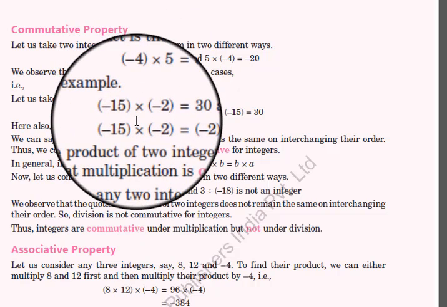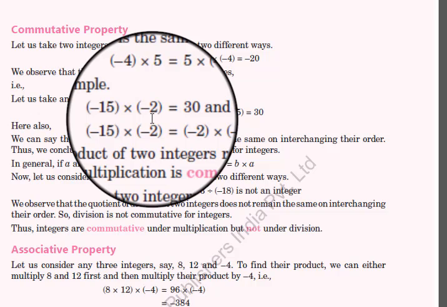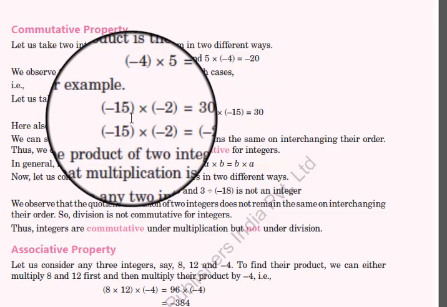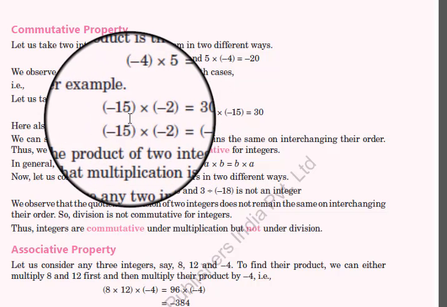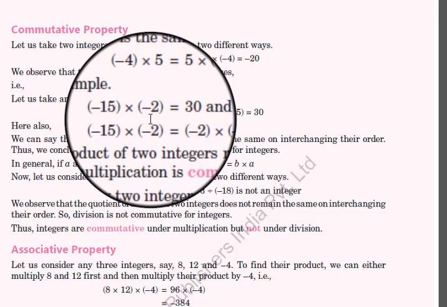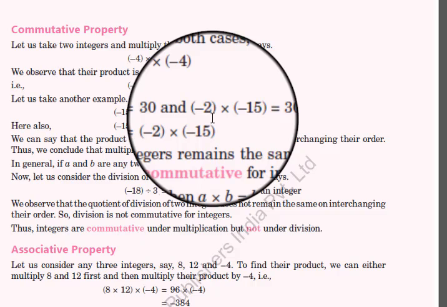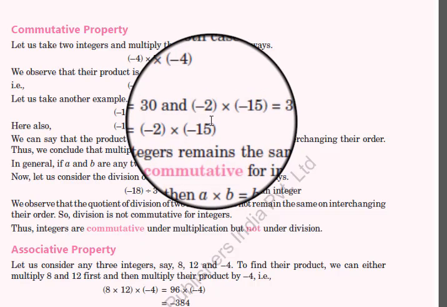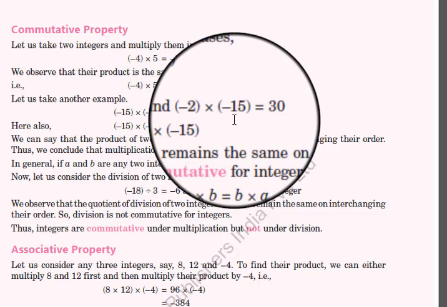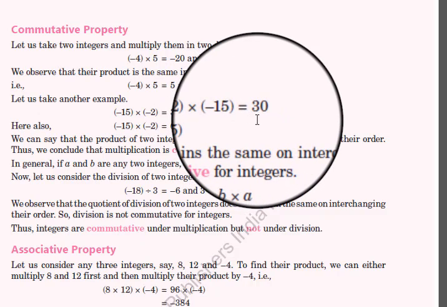Now let us take another example, minus 15 multiplied by minus 2. As we know, minus 15 is a smaller number as compared to minus 2. So a smaller number multiplied by a bigger number, the result comes out to be 30. And in this case, a bigger number multiplied by a smaller number, again the result comes out to be 30. So again the result is the same.